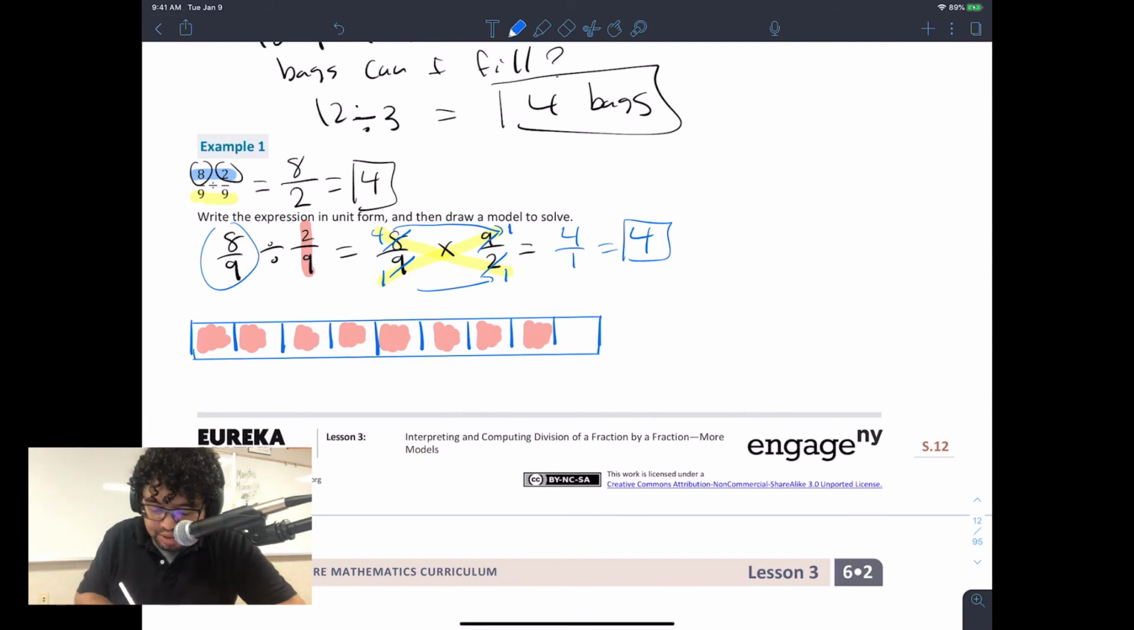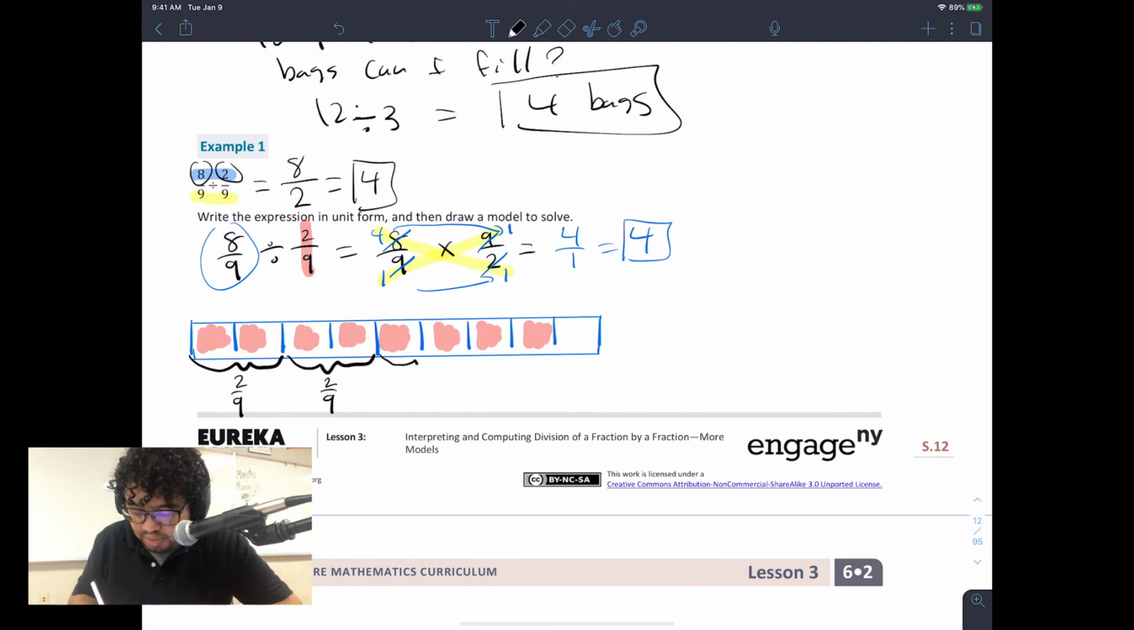So I can break this once, right? So there's 1, 2. That's 2 out of 9. That's one group. Okay, so group them again a second time. 1, 2. That's 2 9ths. That's a second group. Let's go one more time. 1, 2. That's 2 out of the 9. That's a third group. And finally, the last one, 2 out of 9. That's a fourth group.